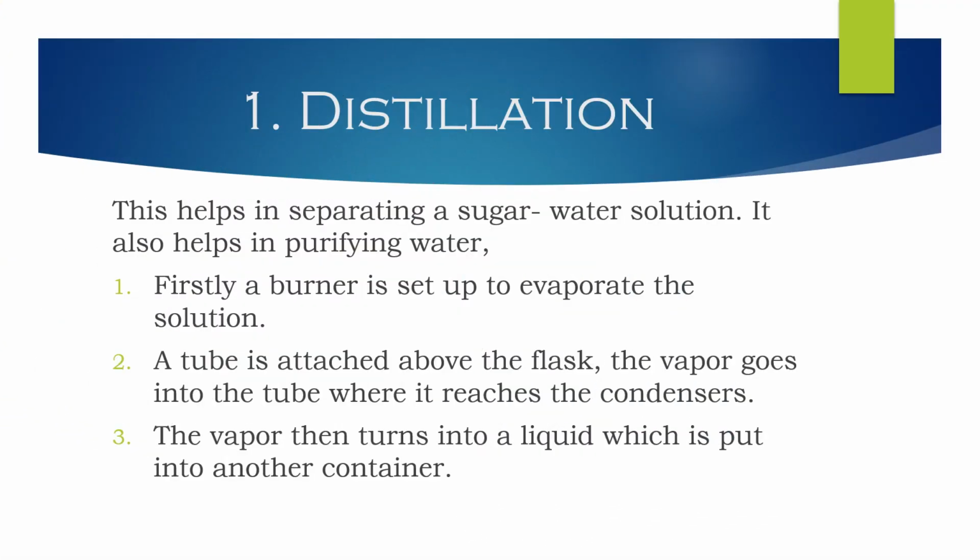There are a few steps in which distillation occurs. Firstly, a burner is set up to evaporate the solution. There's a tube attached above the flask. The vapor goes into the tube where it reaches the condenser. Over there, the vapor turns into a liquid which is put into another container. Meanwhile, in the flask, the solid which has not evaporated is collected. This process helps in separating a sugar water solution or it also helps in purifying water.